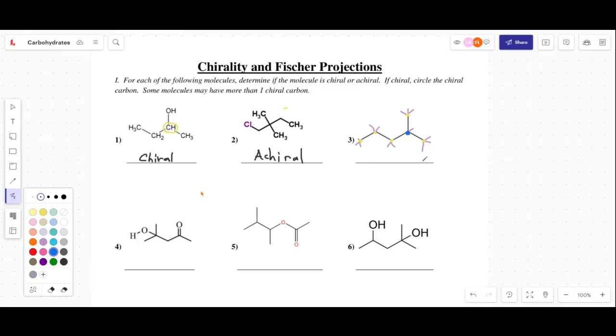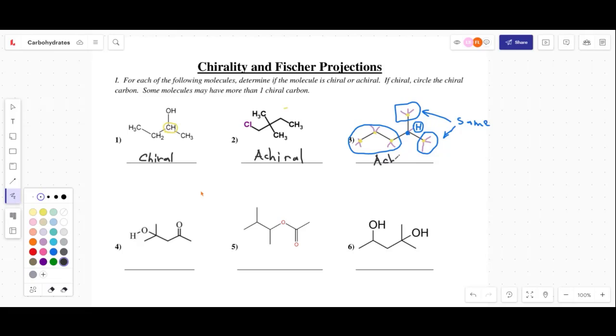But is it chiral? Look at the groups that are bonded to it. You have this one, this one, this one, and this one. Are any of those two the same, or are they all different? They're all different. No, actually, 2 are the same. This one and this one are the same thing. So because they're the same, this would actually be not chiral. I would have to call this achiral.